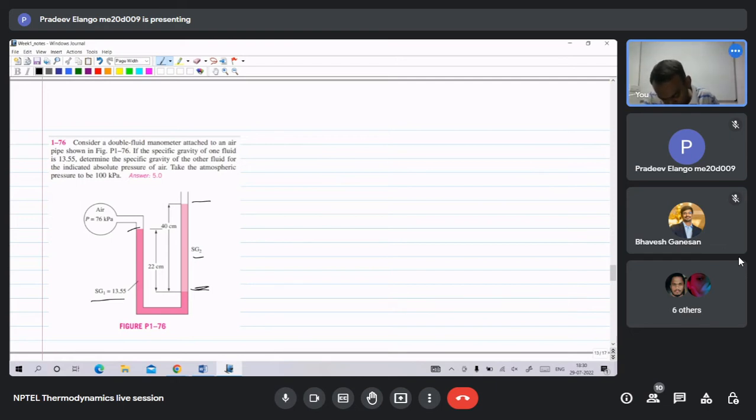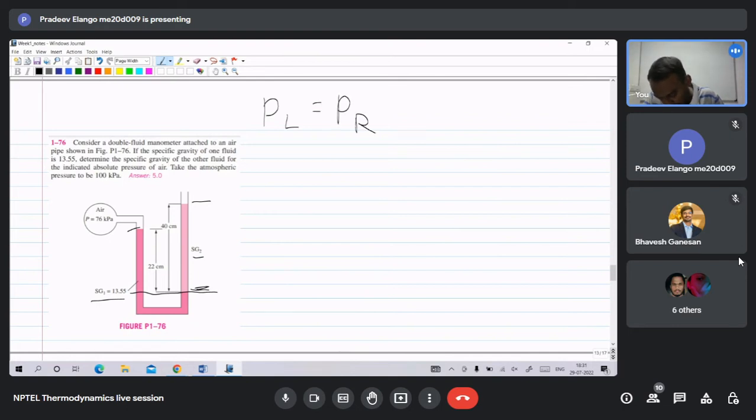So we can take this as datum, so that below the datum is the same fluid, and to be in equilibrium, the pressure above this datum point should match on both left hand side and the right hand side. So writing the equations, we have pressure on left hand side equal to pressure on right hand side.